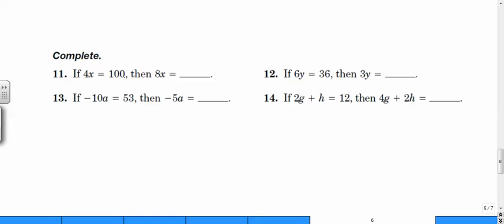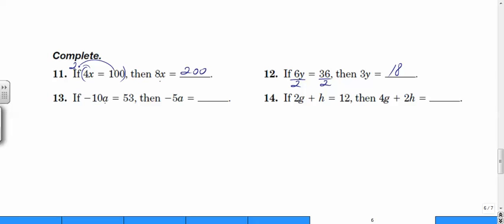If 4x equals 100, 8x equals what? How can we find that? Easy. To get 8x from 4x, you will multiply it by 2, and you multiply the left side and the right side. So you have 2 times 4x, 8x, 2 times 100, 200. Make sense? If 6y equals 36, then 3y equals what? To get 3y from 6y, I will divide 6y by 2, and I'm going to divide the other side by 2. 3y equals 36 divided by 2, which is 18.